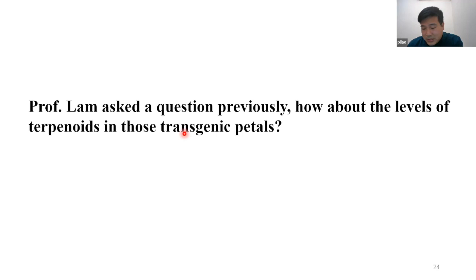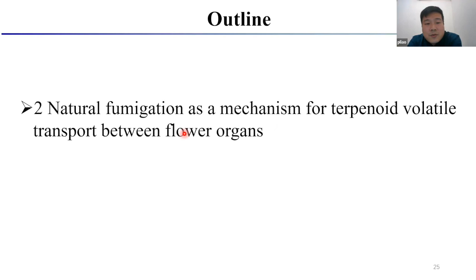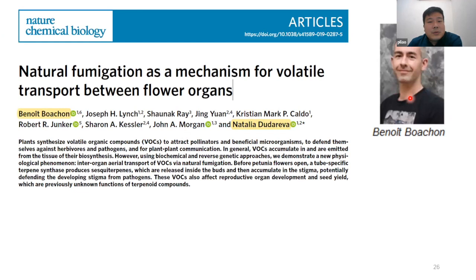So he actually did some work on terpenoids in petunia flowers. So I'm going to introduce a little bit about this work. Natural fumigation as a mechanism for terpene volatile transport between flower organs. Yeah, so this is Ben, who is the first author. He was also a postdoc at Purdue University in the same lab as me, and now he's already been in France for several years. So they found that natural fumigation is a new mechanism for volatile transport between flower organs. The volatiles he's talking about are the terpenoids, okay? Specifically, sesquiterpenoids.